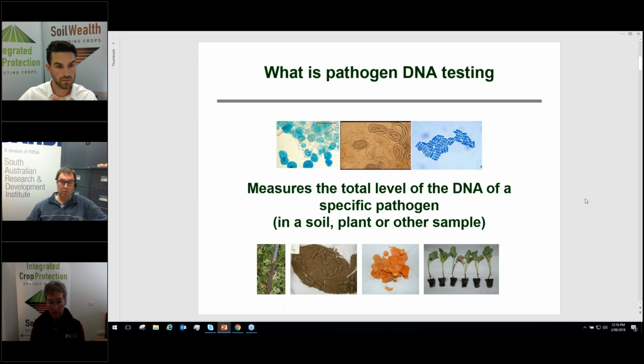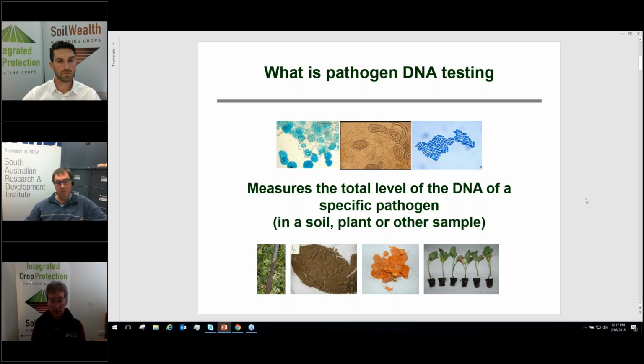Everything that's in that sample, we are basically measuring the total level of that, and that is all contributing, well, not all, but most of it will be contributing to your inoculum level and potentially your disease risk. Now, the second thing about the technology that we're using is that it is designed for a specific pathogen. So we are usually looking at a species level. If we test for root knot nematodes, we'll be testing for a particular root knot nematode, say Meloidogyne phalanx. So we go down to that level.